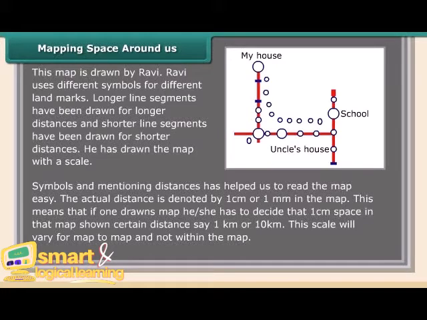The actual distance is denoted by 1 centimeter or 1 mm in the map. This means that if one draws a map, he/she has to decide that 1 centimeter space in that map shows a certain distance, say 1 kilometer or 10 kilometer. This scale will vary from map to map and not within the map.